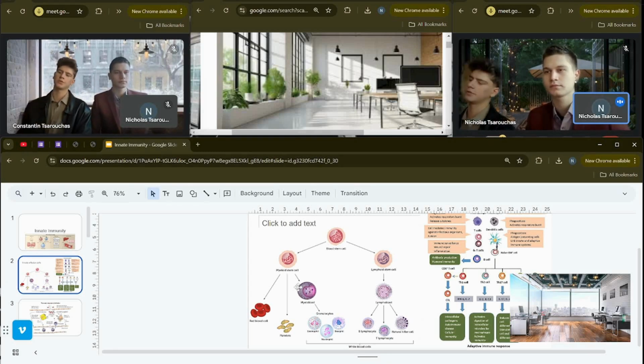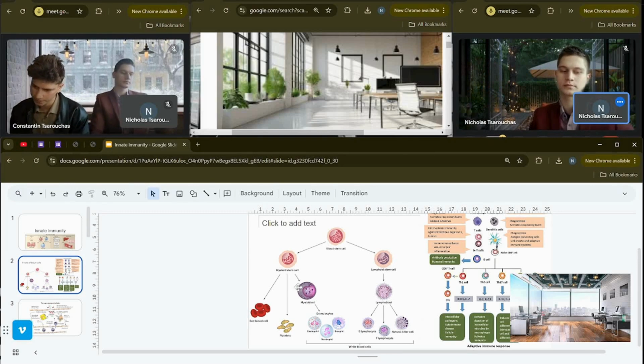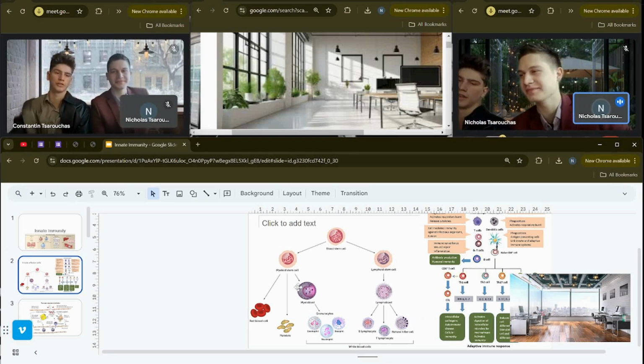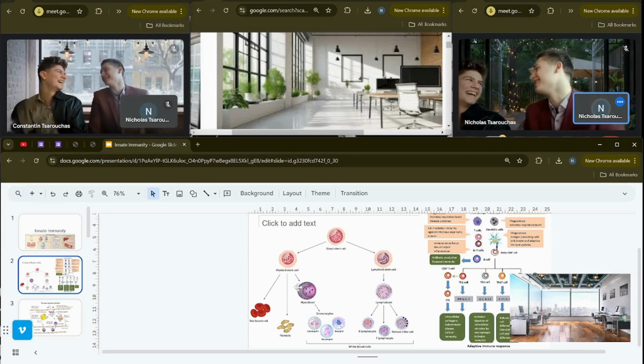So, should we look into some of these different cells? I think you should. Okay, let's start off with neutrophils. So, evidently, as you can see, we're missing the sun. And we're missing the cells.